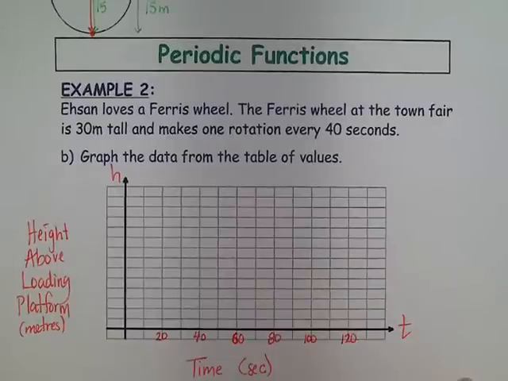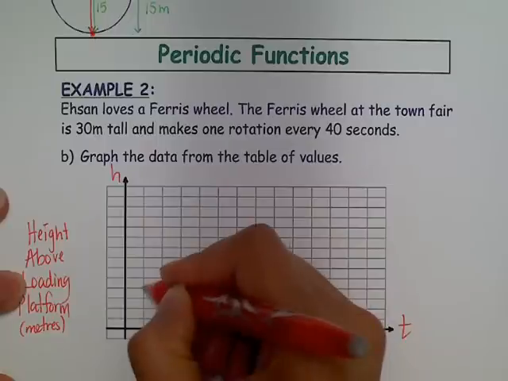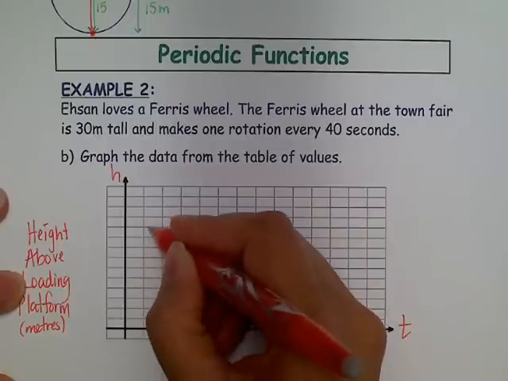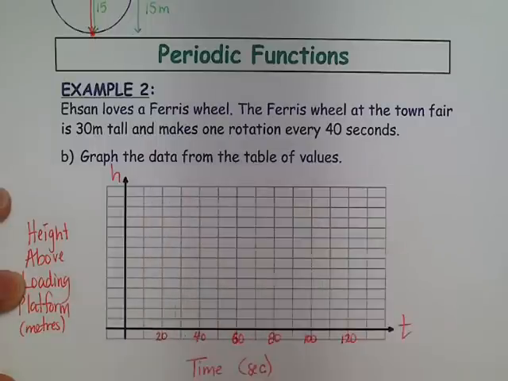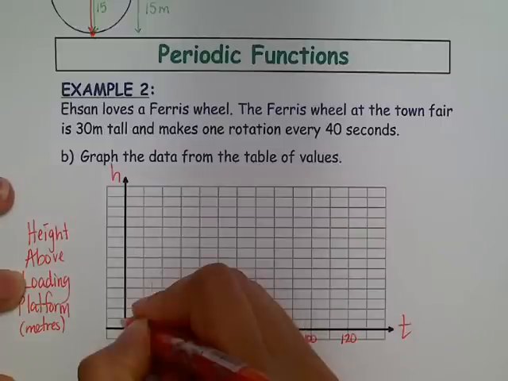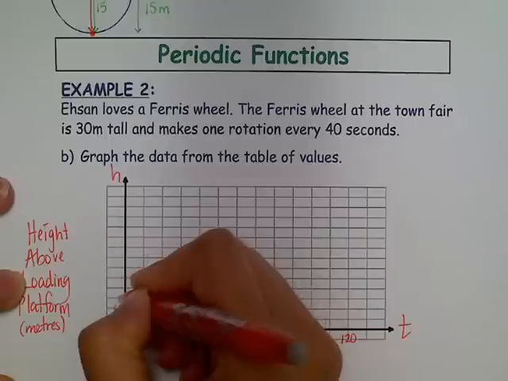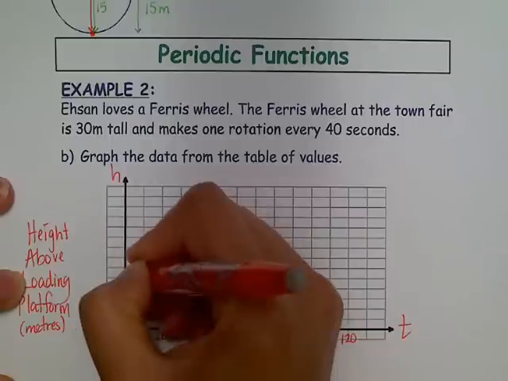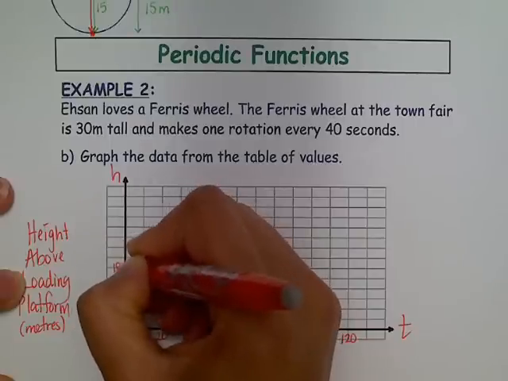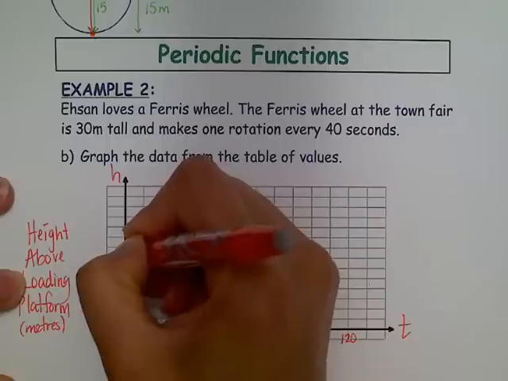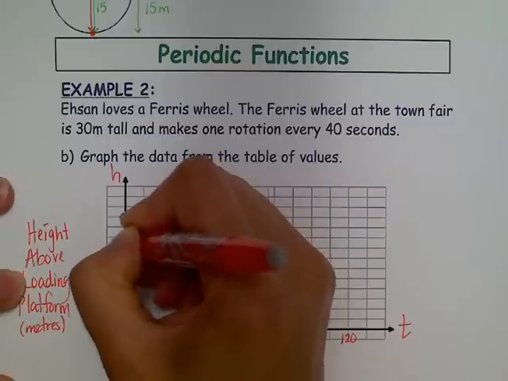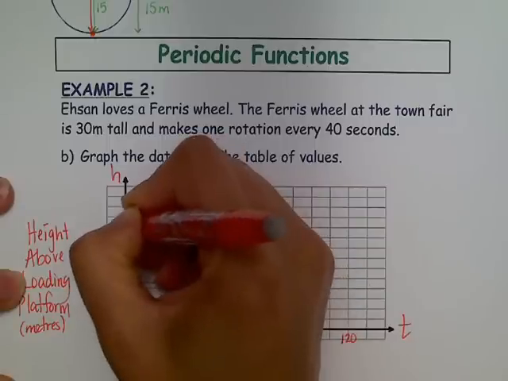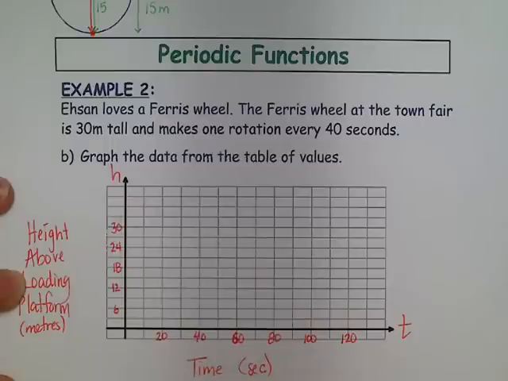And then my vertical axis, I need the heights to go up to about 30. So maybe I'll use a scale of 3s. So that would be 3, 6, 9, 12, 15, 18, 21, 24, and then 27 and 30.